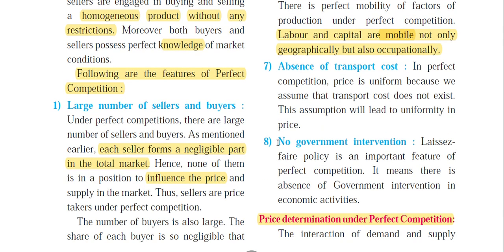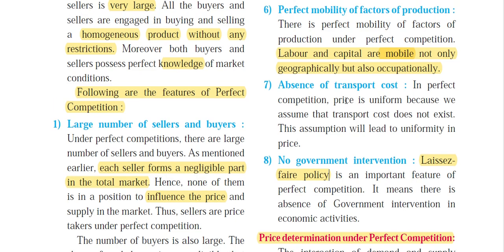And finally, there is no government intervention. The easiest point, that is, laissez-faire policy, is an important feature of perfect competition. In short, whenever you have no government intervention, just write this word, laissez-faire policy. This means there is no government intervention. And for absence of transportation cost, just write the same thing, that transportation cost does not exist. And why this? Because this assumption will lead to a single price, that is, uniformity in price.